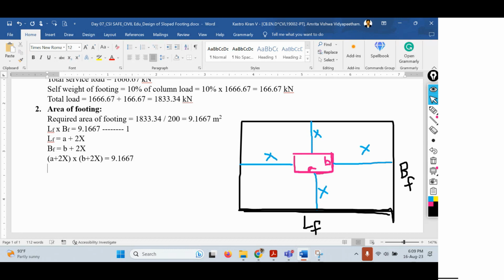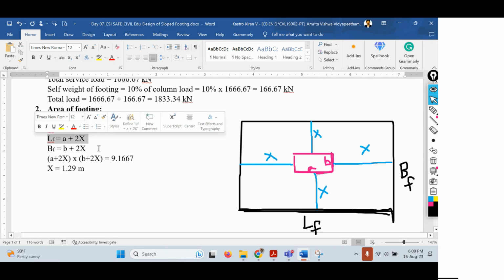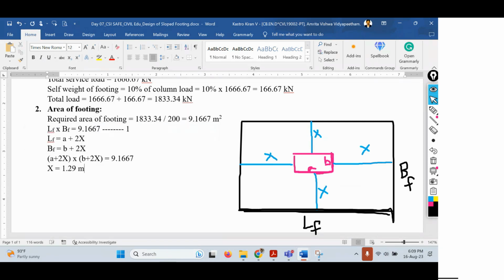If you solve this equation, it becomes a quadratic equation. Then you get the value of x as 1.29 meters. That's the value of x. Now, from this value, we can get the length and width of the footing, so let us write that.